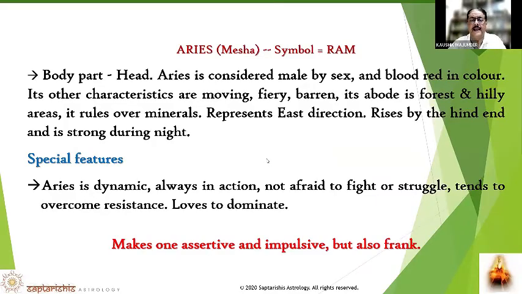The first sign is Aries. The symbol is ram. The body part indicated by Aries is the head and the brain in particular. Aries is considered male by sex and blood red in color. Its other characteristics: it is a moving sign, fiery sign, barren sign. Its abode is forest and hilly areas. It rules over the minerals. It represents the east direction.